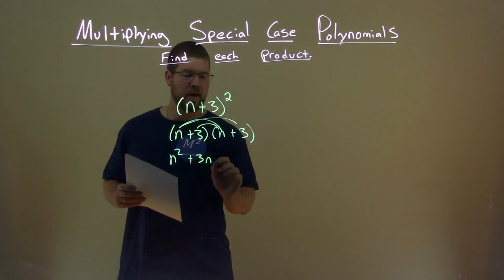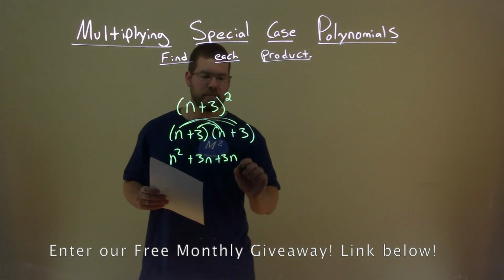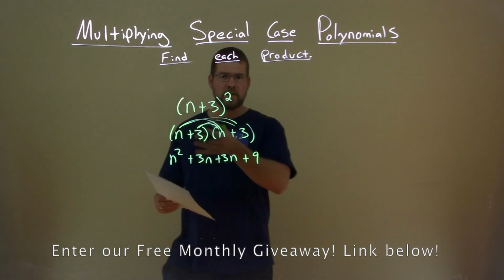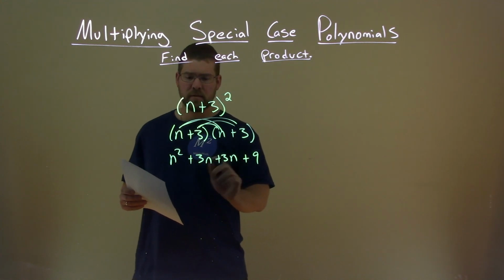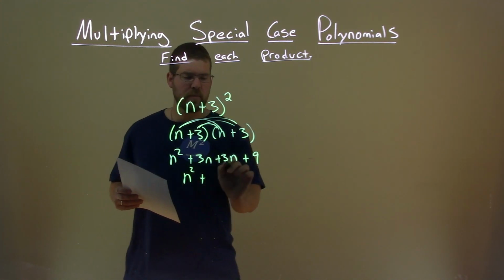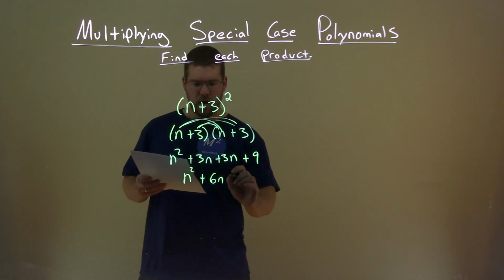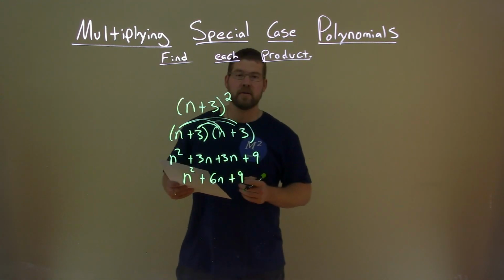3 times n is again 3n. And 3 times 3, well, we know that's 9. From here, we want to simplify. Combine our like terms, 3n and 3n. So the n squared comes down. 3n plus 3n is 6n. And be careful, a lot of students will just write 9 there. So we have n squared plus 6n plus 9, and that is our final answer.